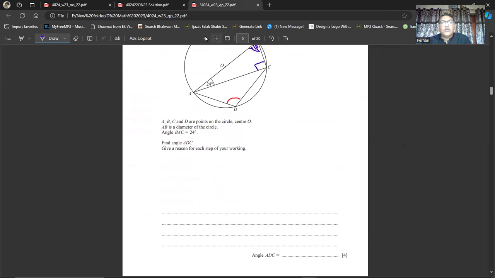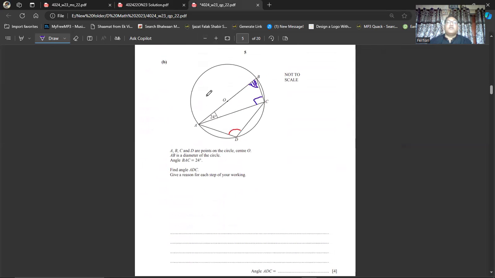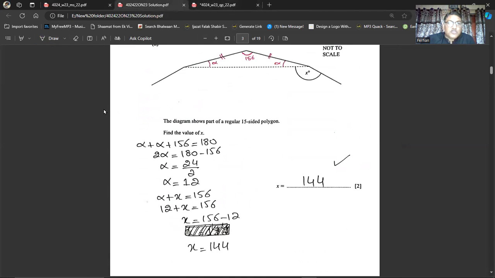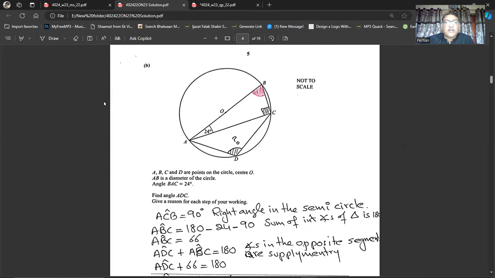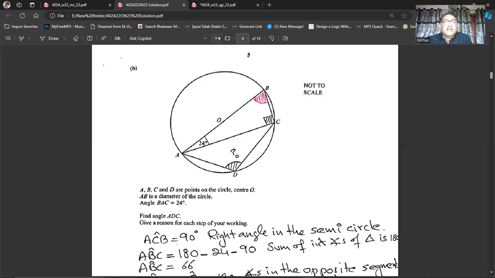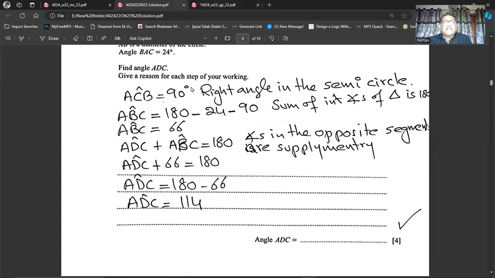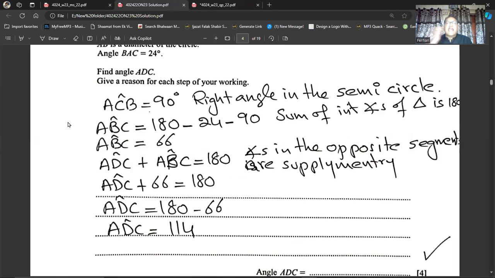So let me show you the whole question that's coming up on your screen. So let me show you the solution. Very simple, straightforward question. So okay, angle ACB is equal to 90. The reason is the right angle in the semicircle. So let me increase the size so you can see it. Angle ACB will be equal to 90 degrees. That's the right angle in the semicircle. Angle ABC is equal to 180 minus 24 minus 90. The reason is the sum of the internal angles of the triangle is 180.